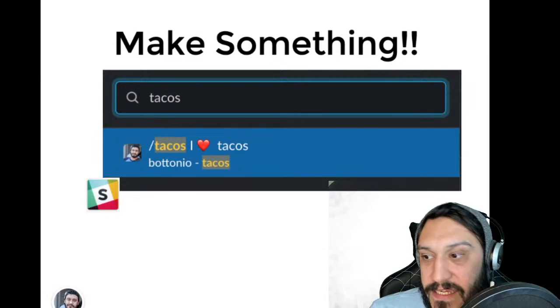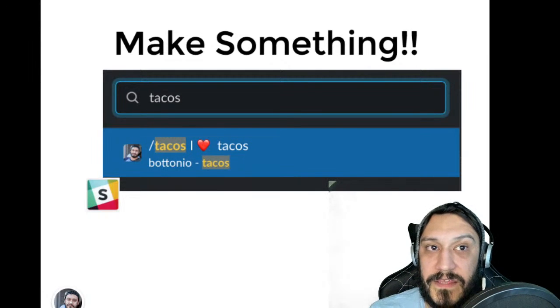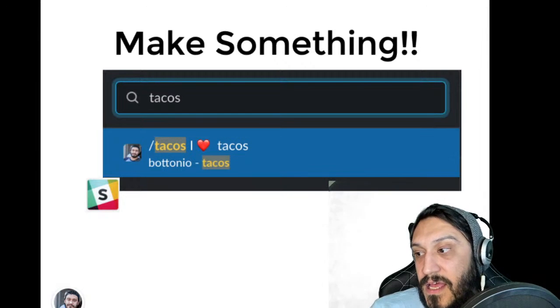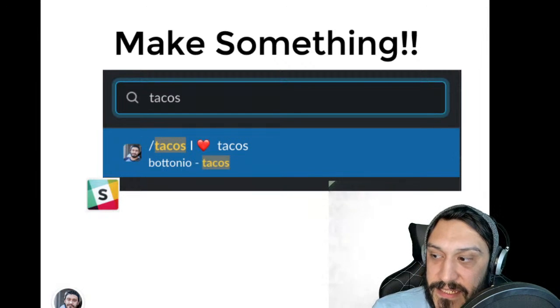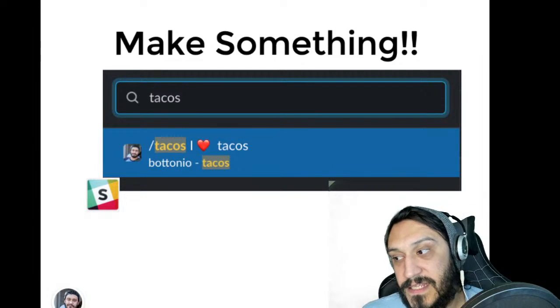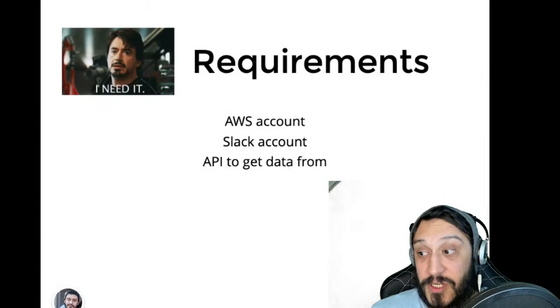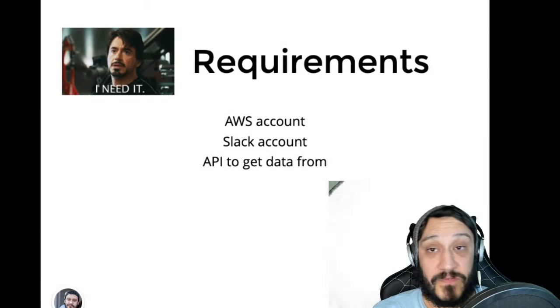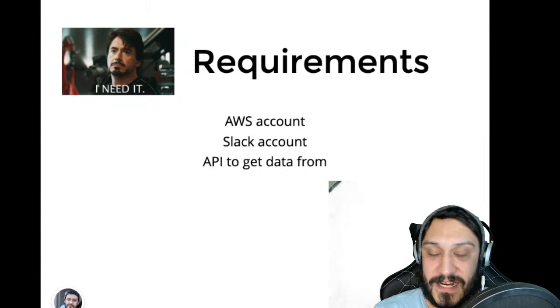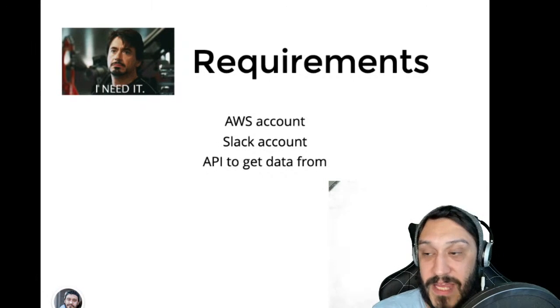So let's talk about making something, now that I talked about why I think they're good and the pieces that we need. I just want to make a simple slash command when I'm in Slack. I want to type in /tacos and then get something back. In order to do this, you're going to need an AWS account, Slack account, and probably some API to get some data from.